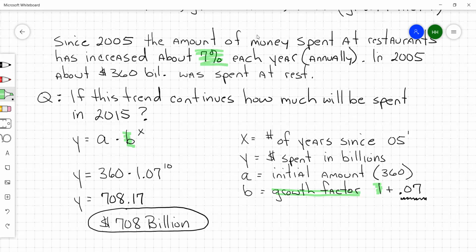People write 1.7 all the time. But 7% is 0.07. So make sure that when you're adding your growth rate to 1, you're expressing your interest rate, your percentage, as a decimal. Got it? Express the percentage as a decimal when you add it to the 1.